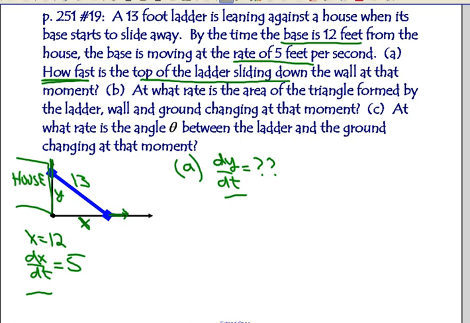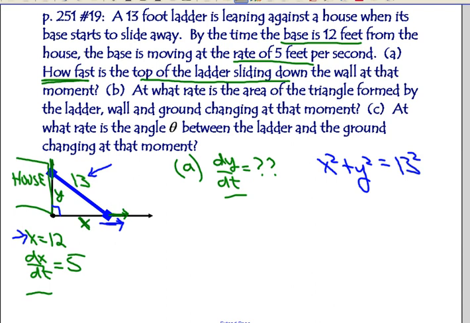We need an equation that relates x and y. And again, it's a triangle. Our most obvious choice is the Pythagorean theorem. So we've got x squared plus y squared equals the hypotenuse squared. But remember, the hypotenuse is the length of the ladder. That's a constant. I can sub that in right away. I do not sub in 12 for x, because that varies as the problem goes on. So I don't sub in anything else that varies until I've taken the derivative.